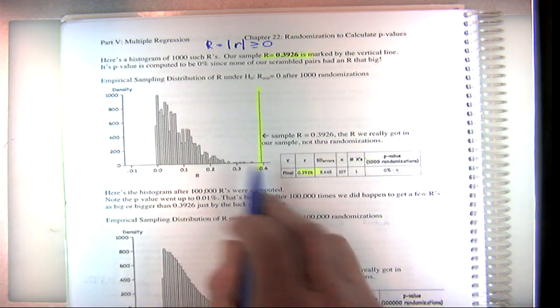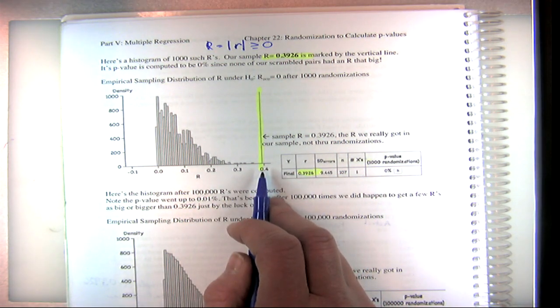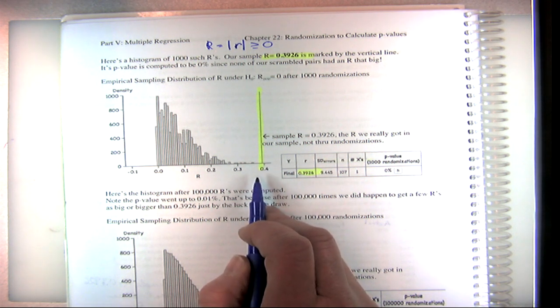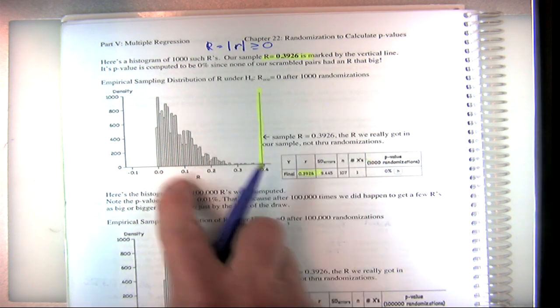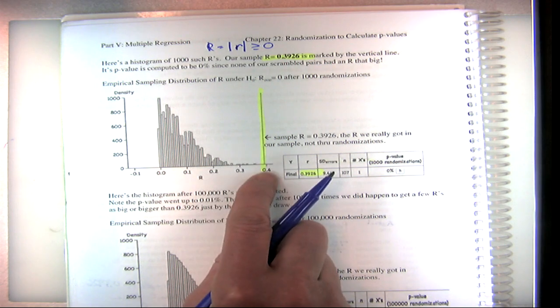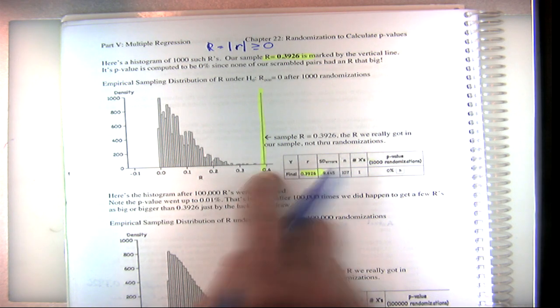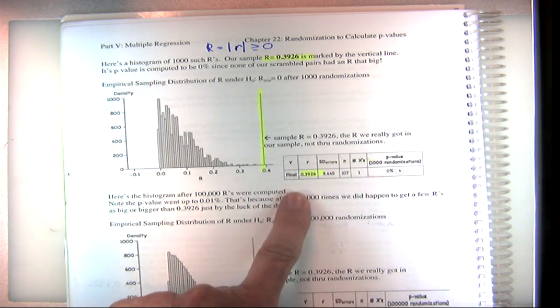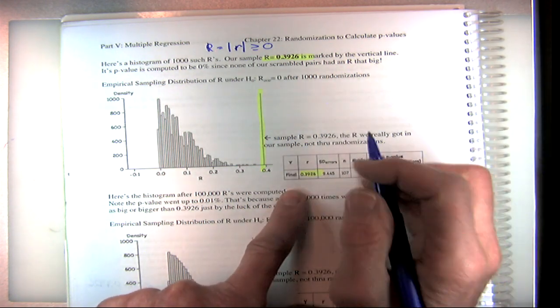But this is saying the null is that, hey, if R was really 0 in the population, wouldn't you think that when we do it 1,000 times, we'd get an R that big just by luck? And we didn't. So we would reject the null. So that's all we're doing with every significance test.